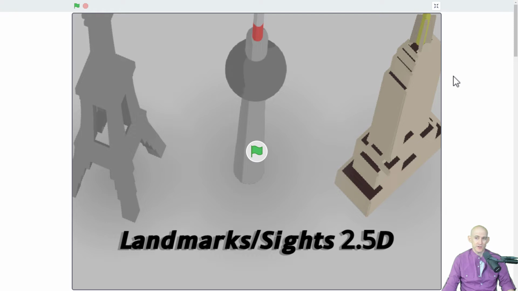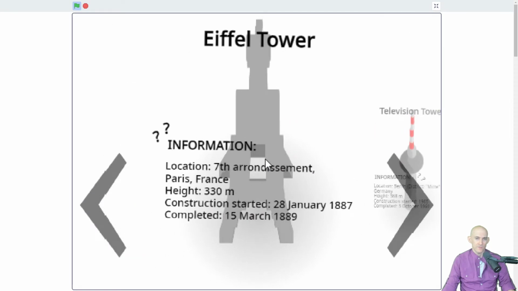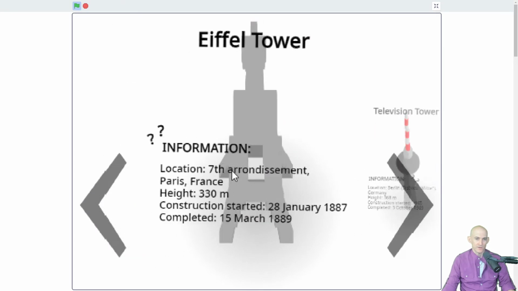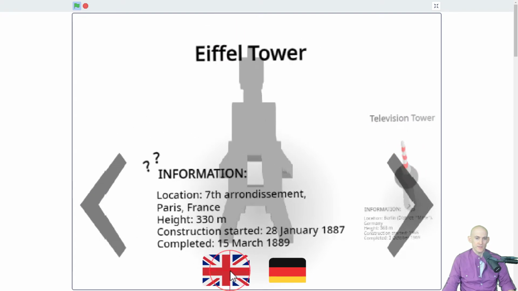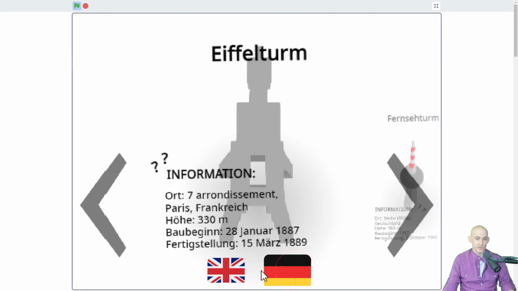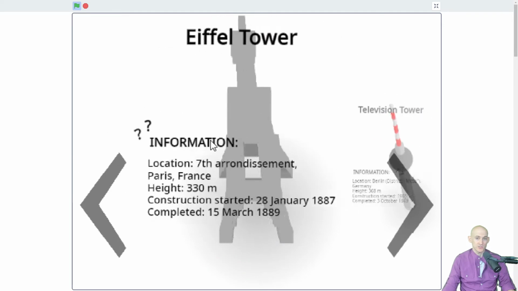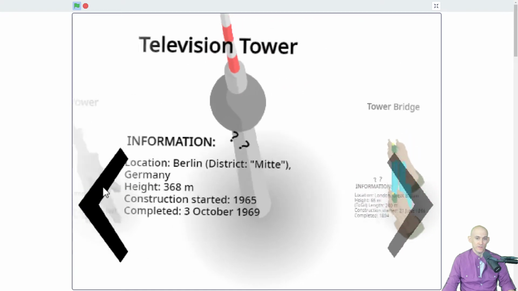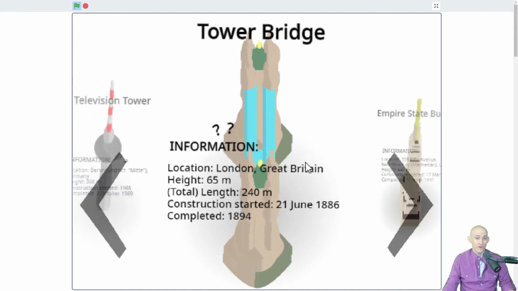So this project is called Landmarks Sites 2.5D version 1.0. It is by Epic Fire Ghost. So press the green flag. Okay, so it gives us information about the Eiffel Tower. And then I can actually move the mouse and it'll give me different information in different languages. And it will actually change the perspective of this landmark. And this is using all pen blocks.